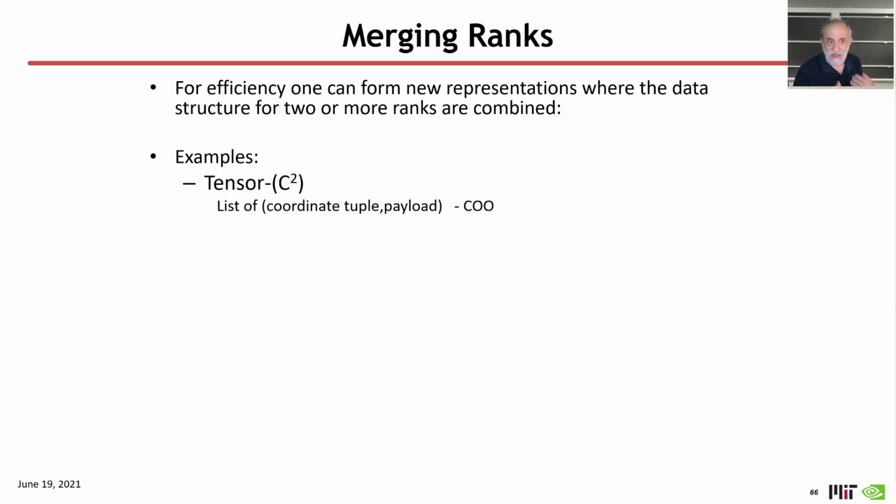And the reason I did that is because there are a variety of such combinations. A tensor of type C squared is a list of coordinate tuples and payloads. This is known as the COO representation. I could also have a combined hash table where I have hash tables from a tuple as a key to find out the payload of multiple ranks with one lookup.